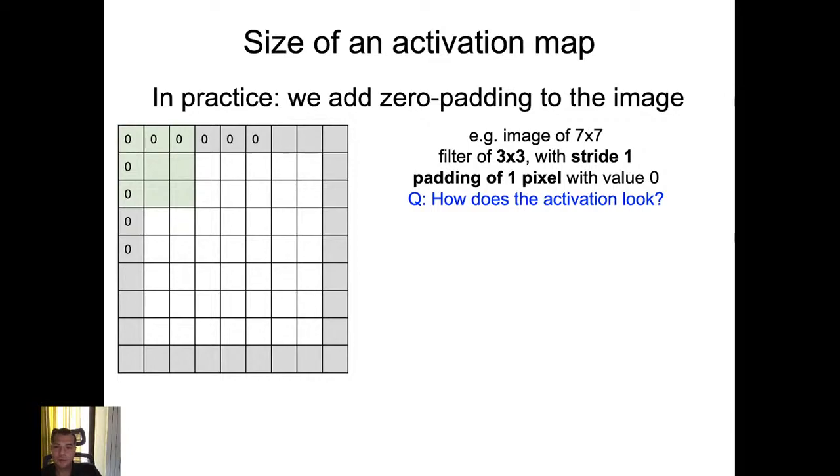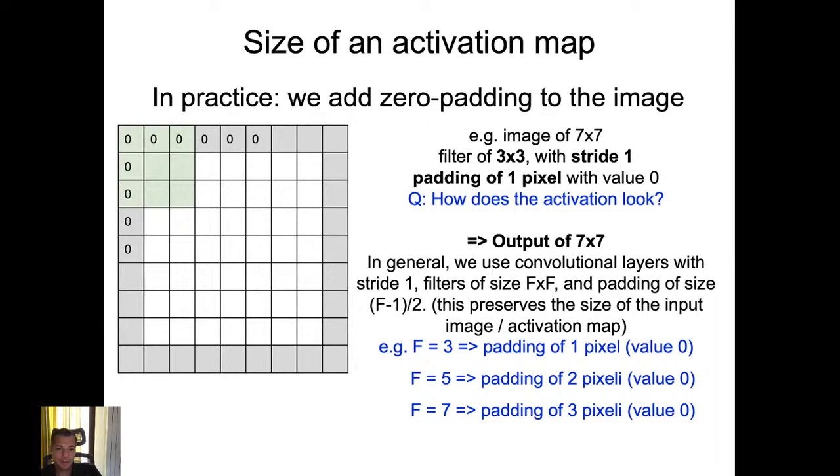So yeah, going back to the previous example, if we want to keep the input size, we can add just a stride of 1. So in this case, the activation will be the same size as the input. So the output will be 7 by 7 in this case.